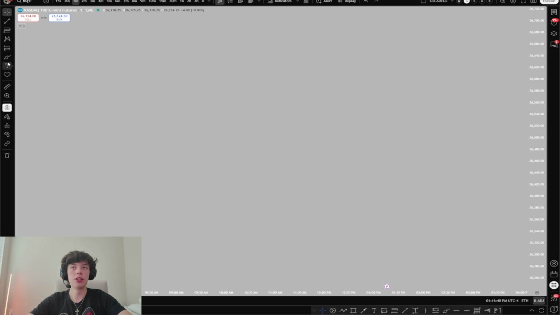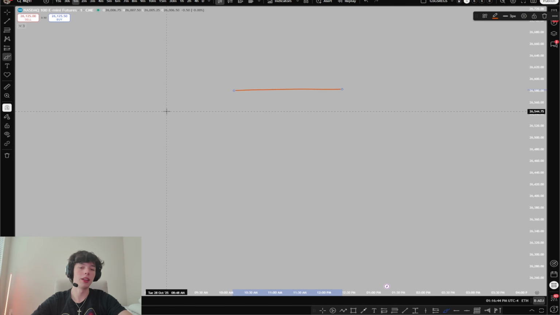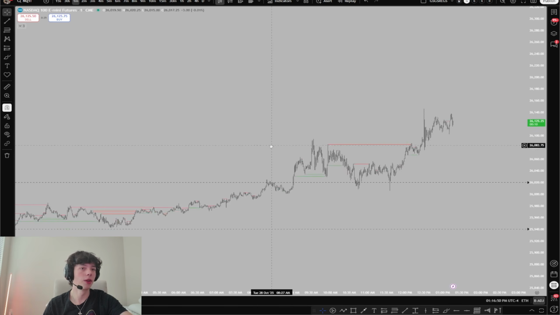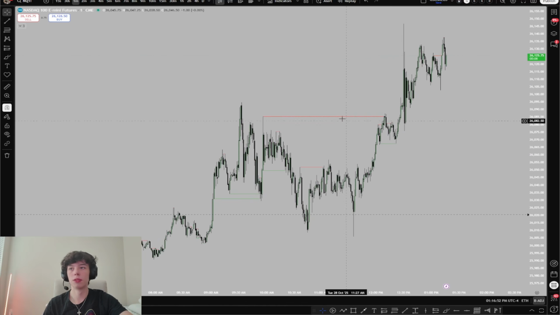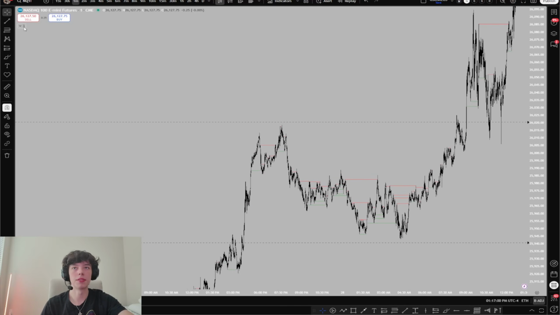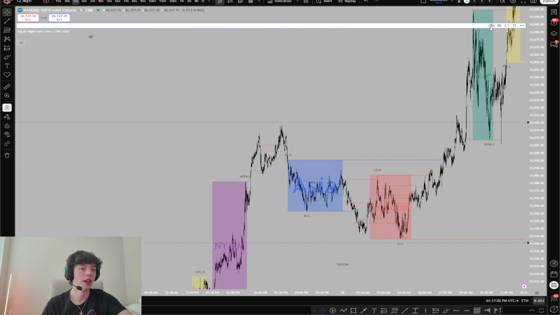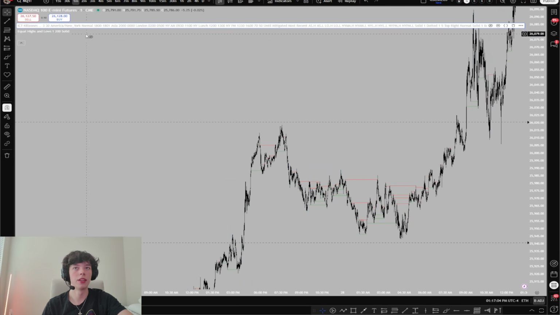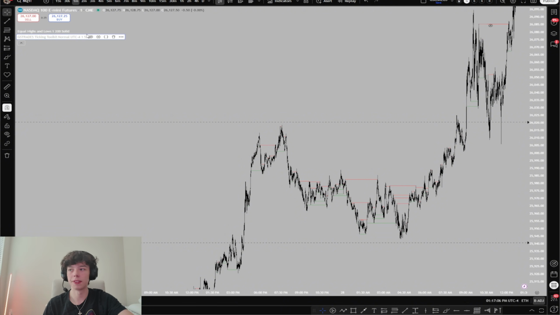So a continuation model is going to look something like this. First of all, we're going to have a pool of liquidity. That is the most important thing. You have to have a draw on liquidity. Now, a draw on liquidity is going to be key levels where the market wants to return to. So that can be levels like equal highs, very prominent pools of liquidity like these right here, like these very big swing points, session highs and lows. Like these, Asia, London, New York, previous day high, previous day low.